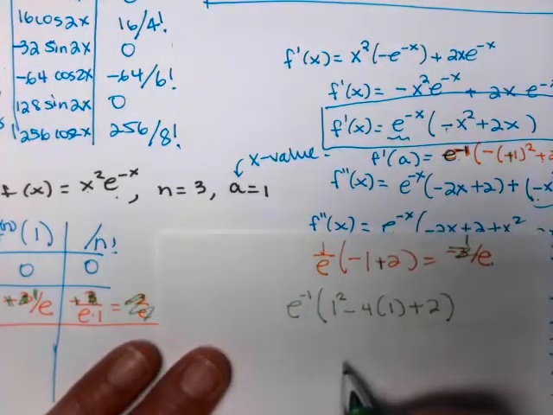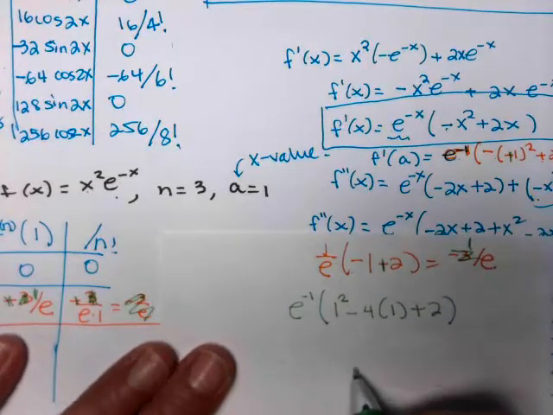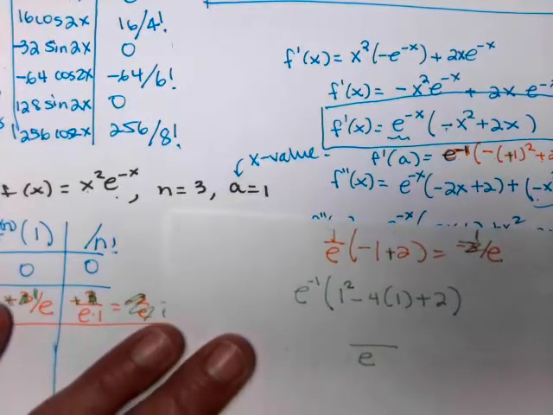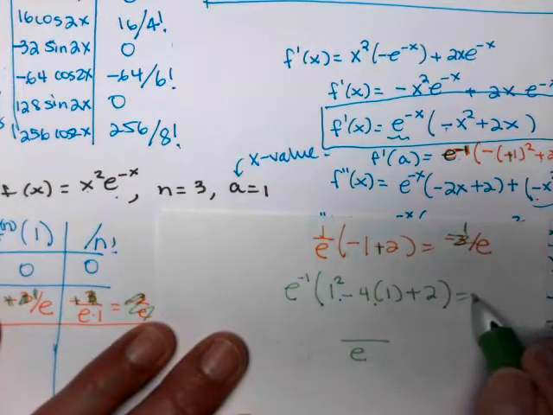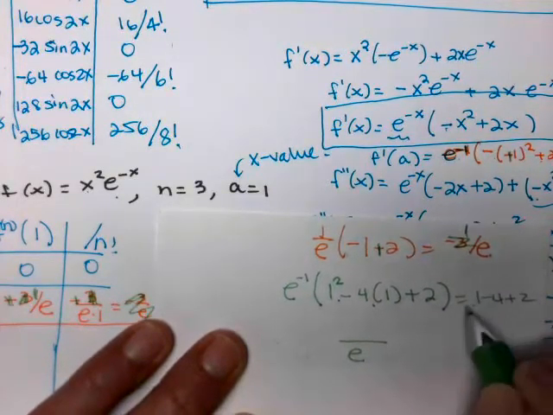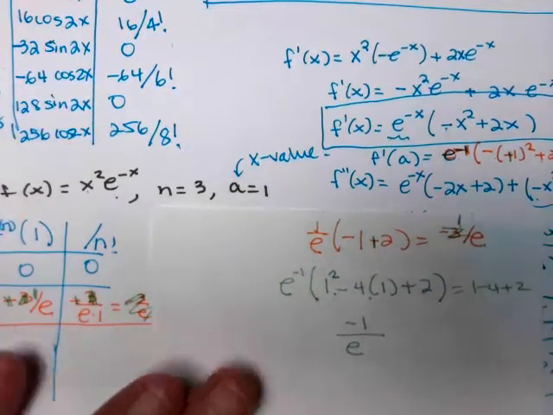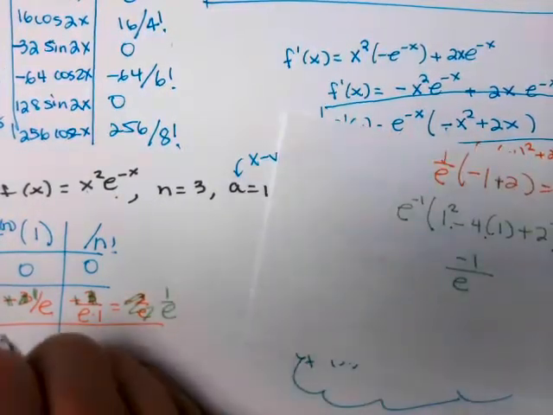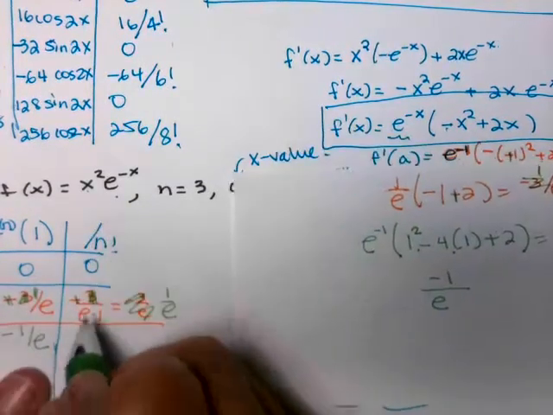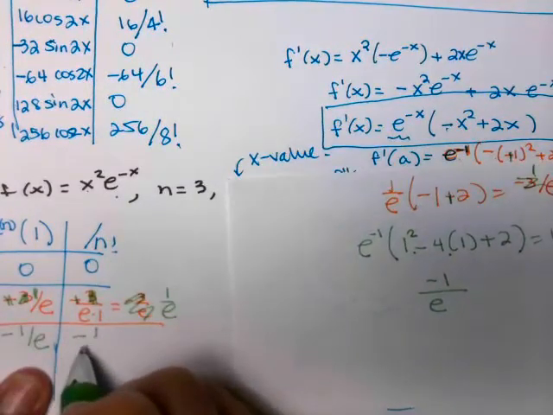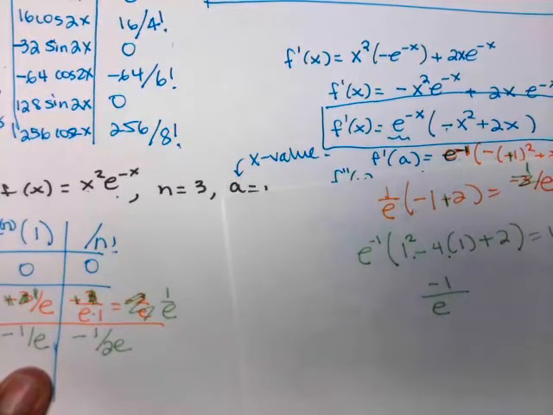So this e to the negative 1 is going to be a constant thing in there, right? So I'll have an e in the bottom. What do I have on the top? I've got 1 minus 4 plus 2. 3 minus 4, negative 1. Oh. So negative 1 over e for that part, and then divided by 2 factorial. So negative 1 over 2e.